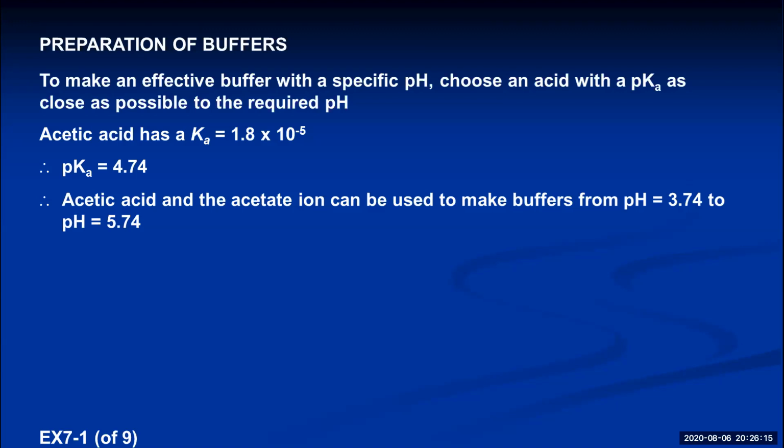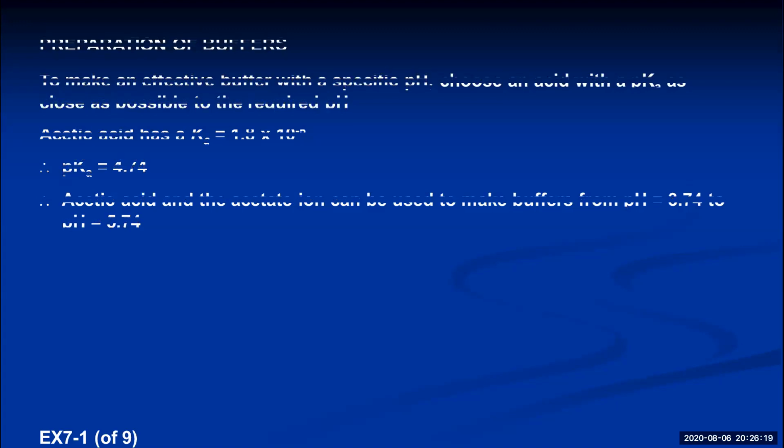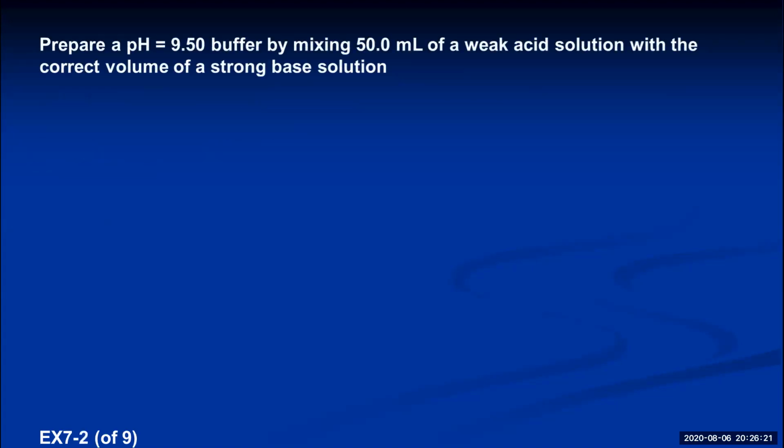So in part A of the experiment today, they want you to prepare a buffer that has a pH of 9.50. So we're going to need to pick an acid that has a pKa close to 9.50. Now this problem specifically tells you how to make it. They want 50.0 milliliters of some weak acid solution mixed with some correct volume of a strong base solution. So in this technique, this is one of the 3 ways we've learned to make a buffer.